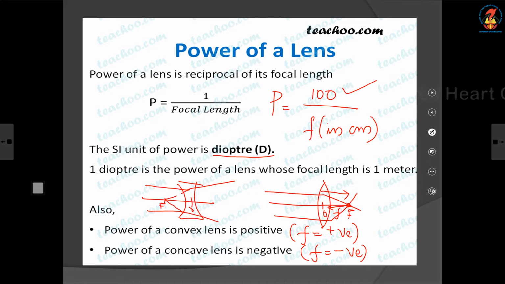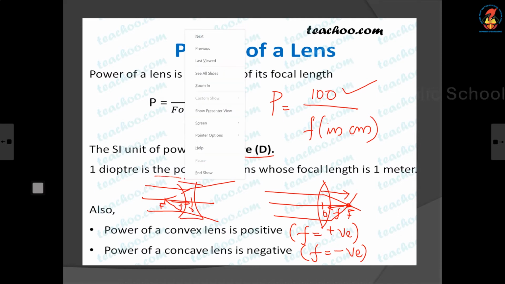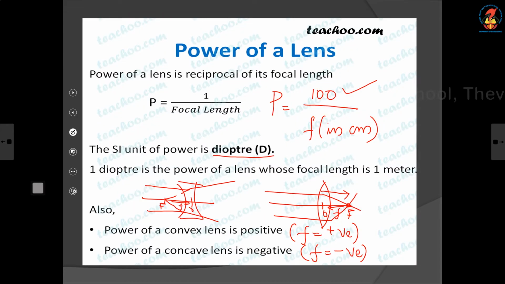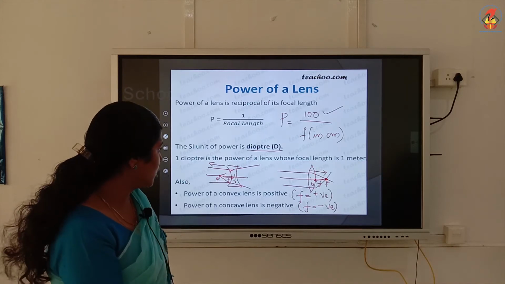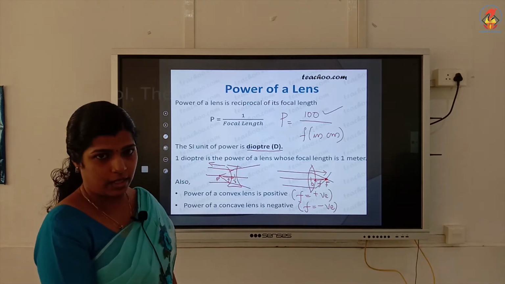This is the principal focus. So, this distance is focal length. We will measure it opposite to the direction of incident light ray. So, the focal length of a concave lens is negative. So, its power is also negative.